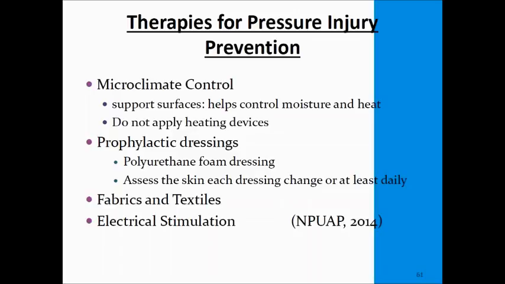According to national guidelines, for fabrics and textiles, they suggest silk-like products rather than cotton fabrics, which can help reduce friction and shear. There's also electrical stimulation. This creates muscle contractions and has been used on spinal cord injury patients on areas at risk for breakdown.